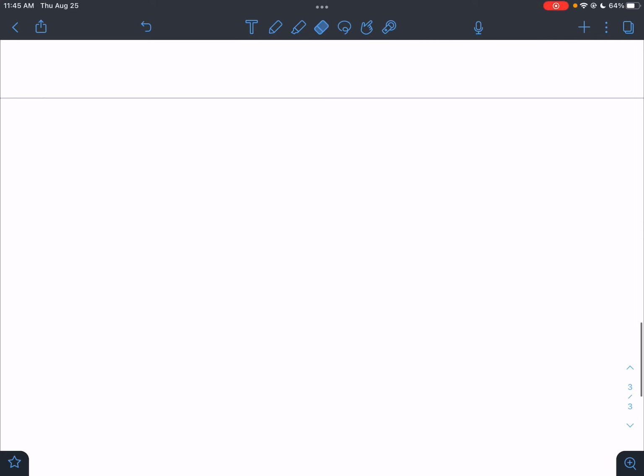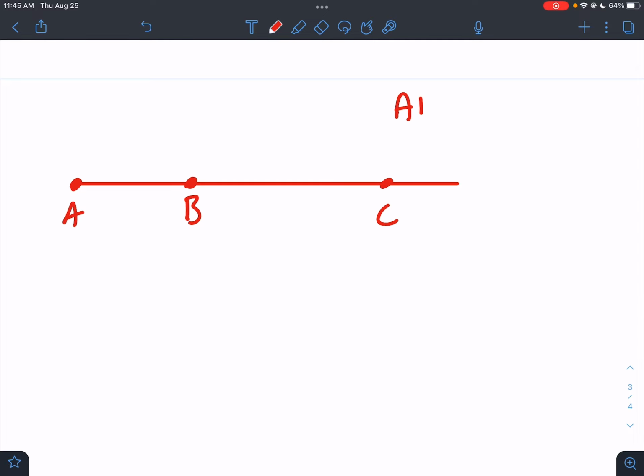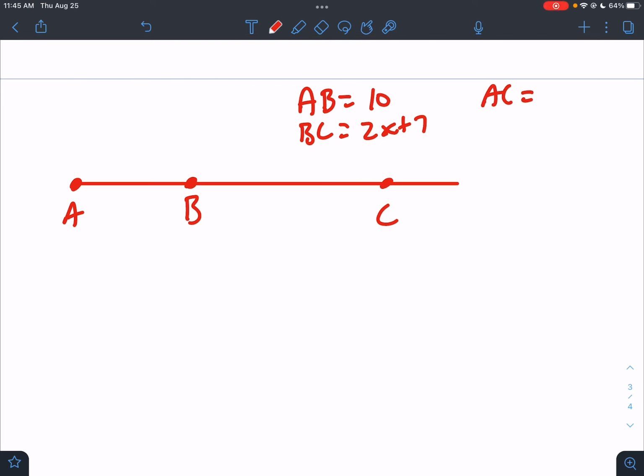So here's some examples that we would do with segments and angles. Let's do a segment example. We have like A, B, and C. And let's pretend they say that AB equals 10, BC equals 2x plus 7, and they tell us that AC equals 8x minus 20. Totally making it up, just making some stuff up.